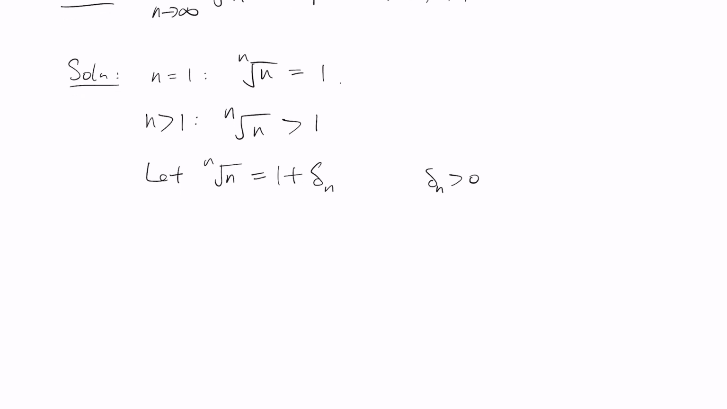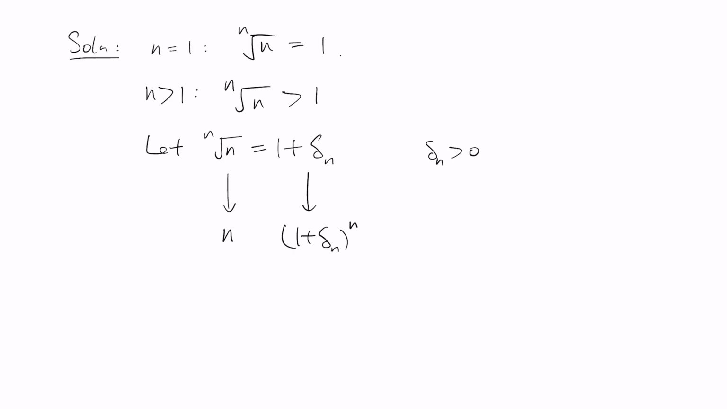So now we're going to raise both sides to the power n to get rid of the nth root. So if you raise the left-hand side to the power of n, you get n. The right-hand side becomes (1 plus delta n) to the power n. So to do this, we're going to use the binomial theorem, which allows us to compute things like this.